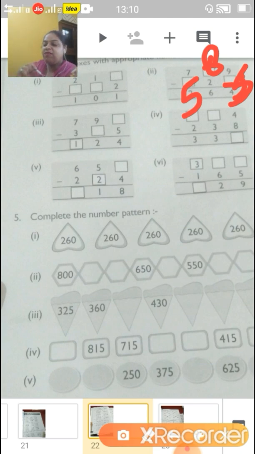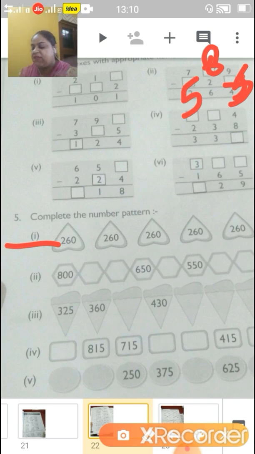So I will send you in a photo all the solution. You will do in your book only. Now come to fifth question. Complete the number pattern. That is 260, 260 means same, they are adding it according to the series. Number pattern means according to their pattern what they are adding.